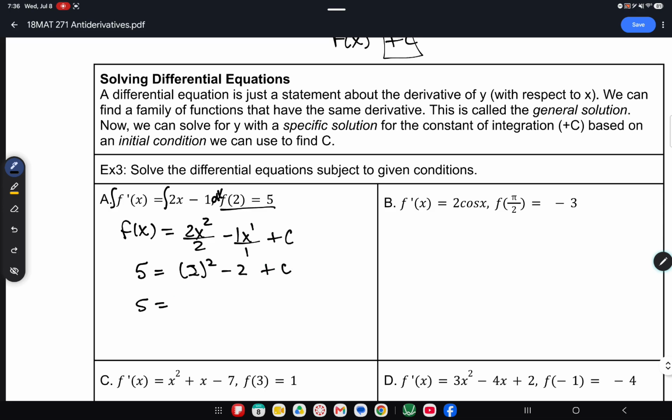So let's see what we have here. So 2 squared is 4. 4 minus 2 is 2. And then I can solve this, and c is 3. So my original function, or my specific solution, is going to be x squared minus x plus 3.